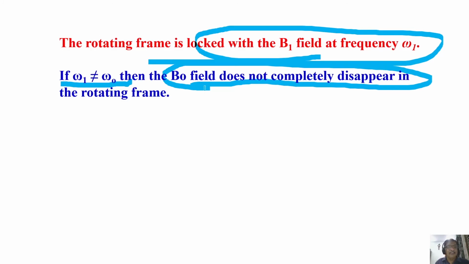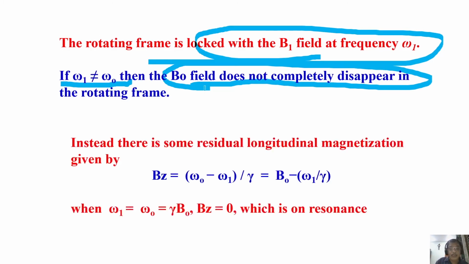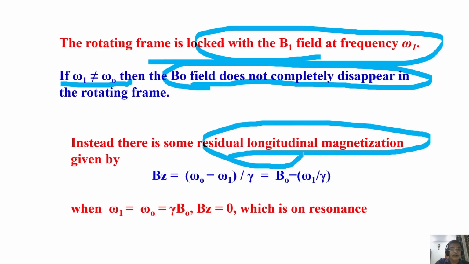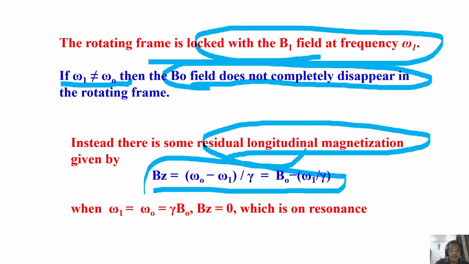But when this condition is not matched, the spins also see B naught. Now, in addition to B1, they also see B naught. So there is some residual longitudinal magnetization present, and this is given by this equation. You put it in to work out the frequency in off resonance.